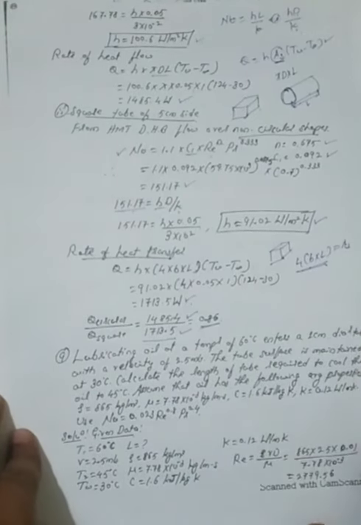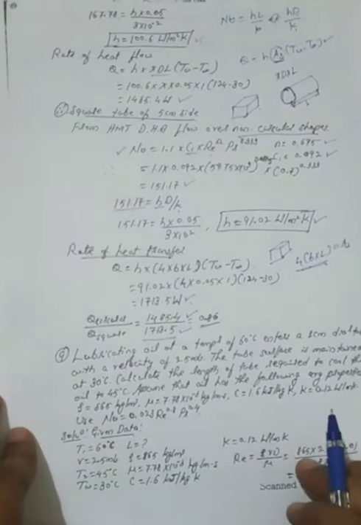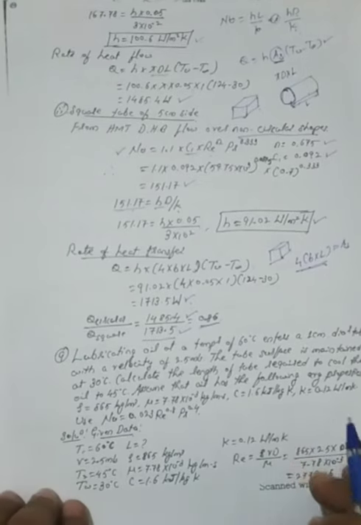Okay, getting it, guys? So this is the fourth numerical of forced convection. If you have any doubt related to these numericals, you can ask me in the comment box.